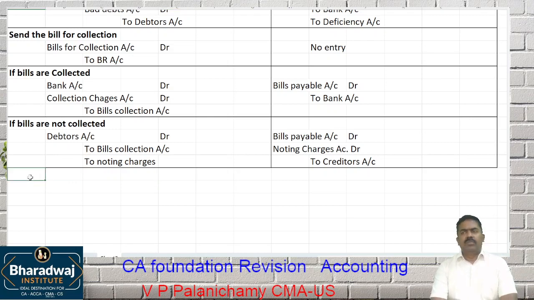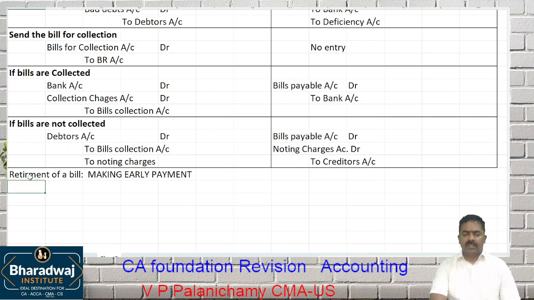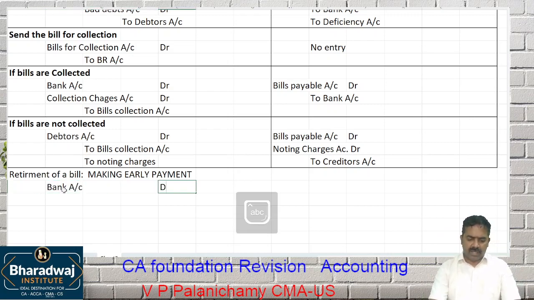See, there is something called as retirement of a bill. What do you mean by retirement of a bill? Making early payment. When I make early payment, will I pay the same amount or lesser amount? Lesser amount. What entry will pass? Bank account debtor. It is called as rebate. For making early payment, what do you allow me? We call it as which one?